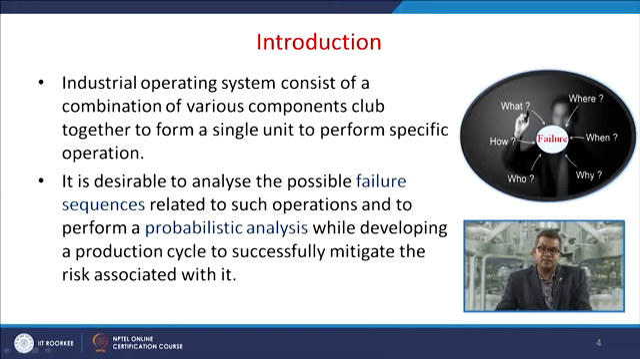These industrial operating systems consist of a combination of various components. They are clubbed together to form a single unit to perform a specific operation. Let us take an example like the production of ammonia. Here it is quite simple: nitrogen reacts with hydrogen to give you ammonia. But there are several other steps and components involved.